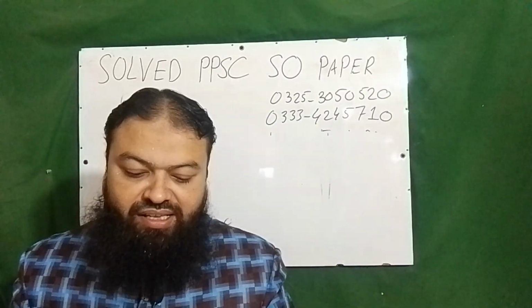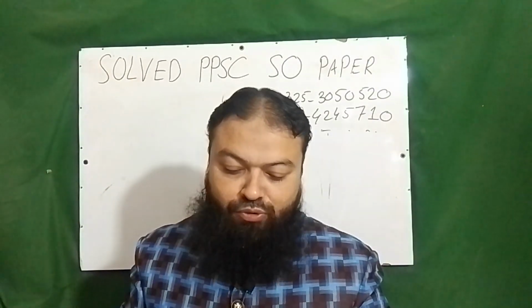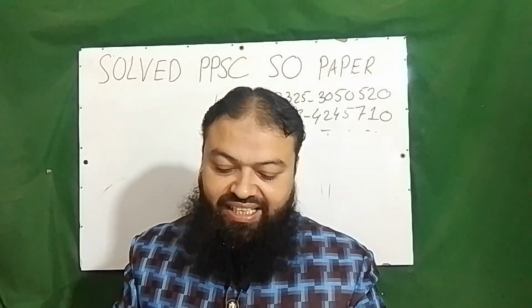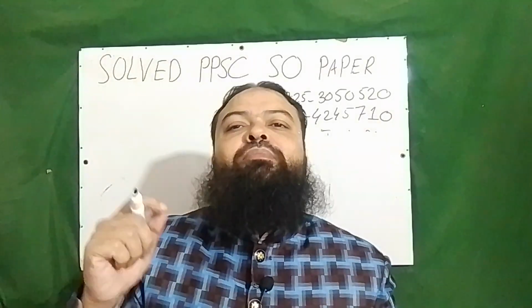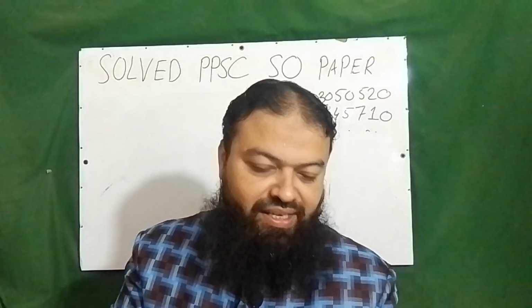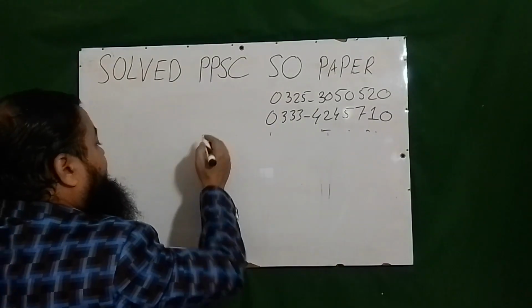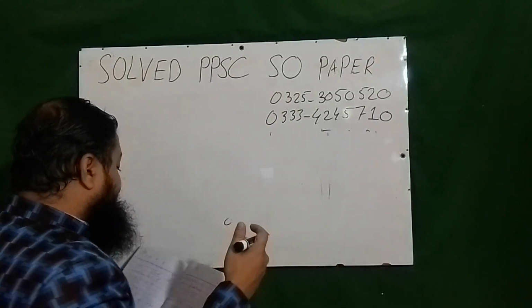Question number 6. The sampling distribution of the proportion of successes in case of small sample, when n is less than 30, we use binomial distribution. Next question is very, very important, and I have discussed that type of question in the class.